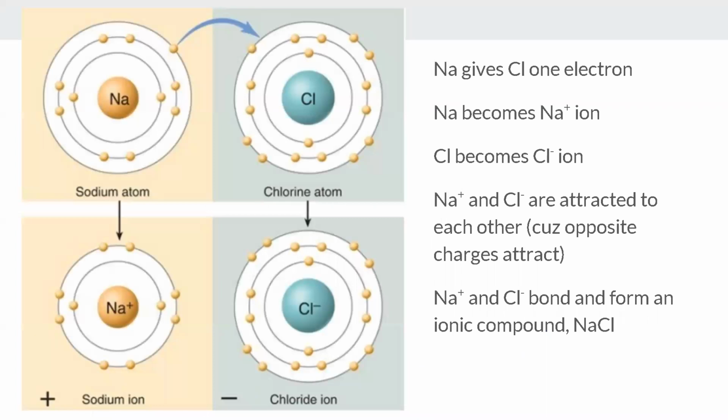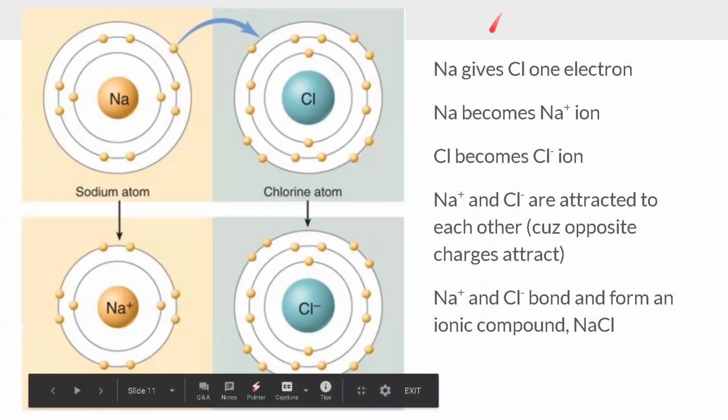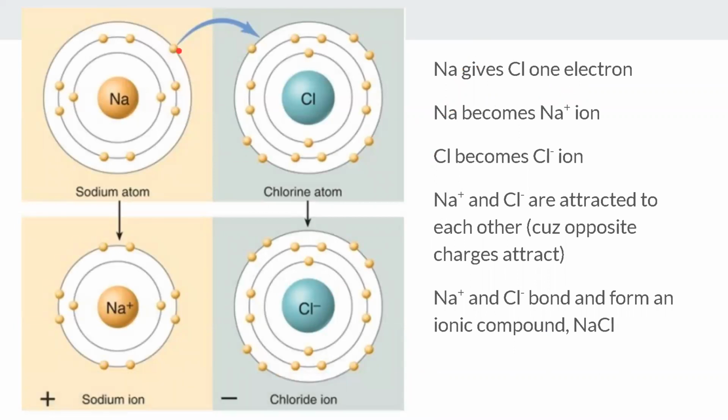So as I said before, this is basically an example of bonding where the Na gives Cl one electron. Oh wait, I did it wrong. But anyways, they give an electron to Cl. So when Na loses an electron, it becomes more positive, right? When Cl gains an electron, it becomes more negative.